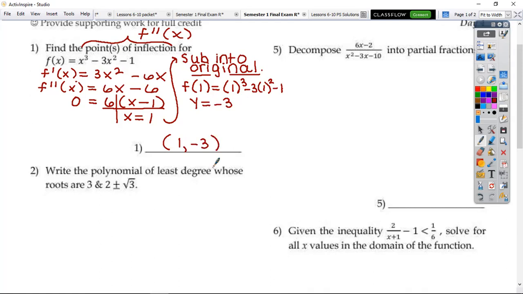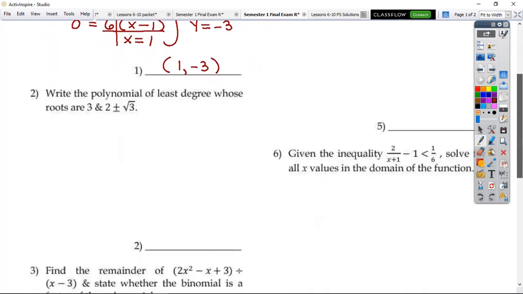Does everyone in their notes have written down to sub into the original? Okay, perfect. So number 2, write a polynomial function of least degree whose roots are 3 and 2 plus or minus the square root of 3. Again, those irrational roots are always going to come in a pair like that.